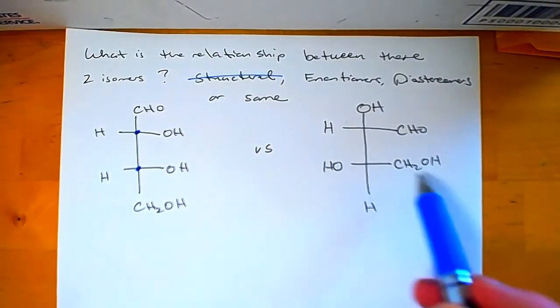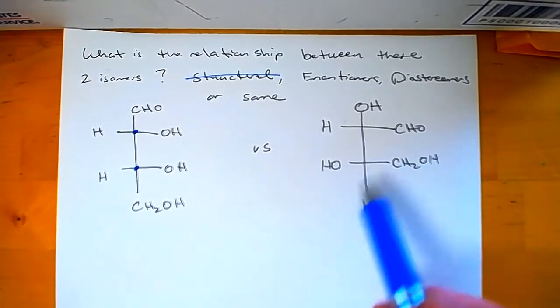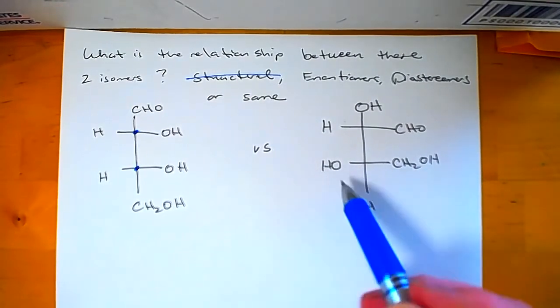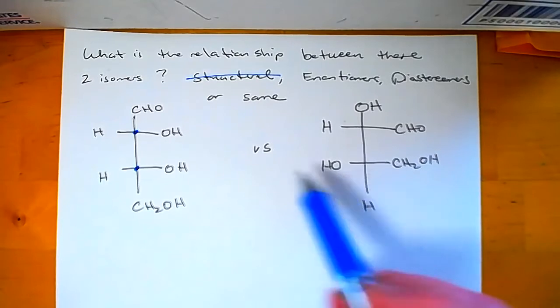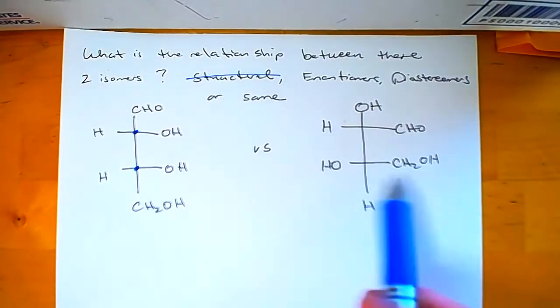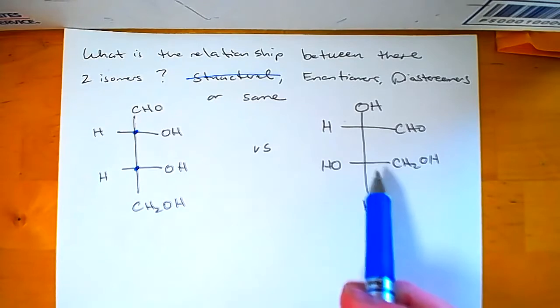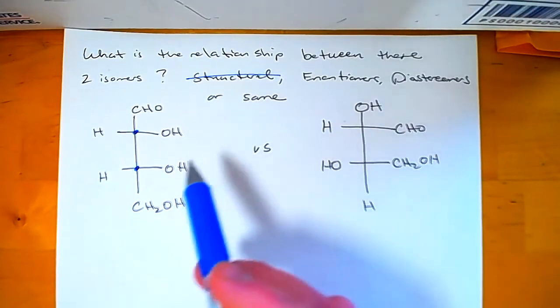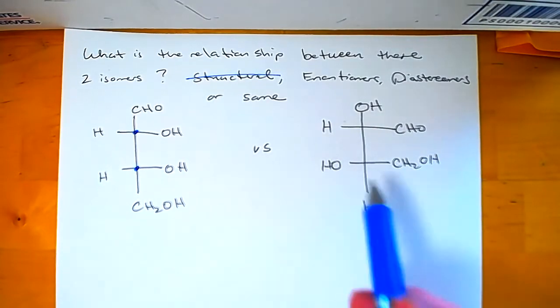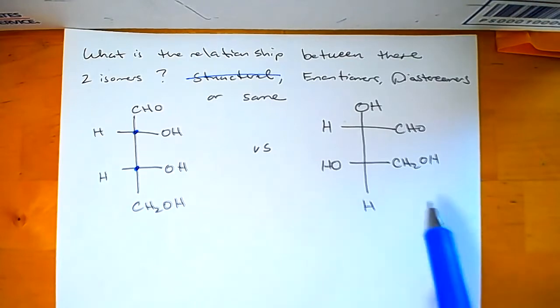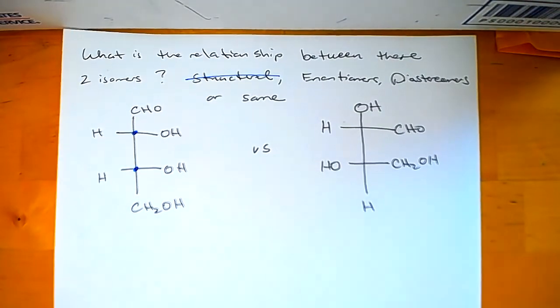The way that I typically handle Fisher projections is instead of trying to rotate the groups around, because it's not necessarily just swapping one group for another. It's sometimes trickier than that. Once I've ruled that these are some type of configurational isomer or they're the same thing, I start to think about their configurations, their RS configurations.